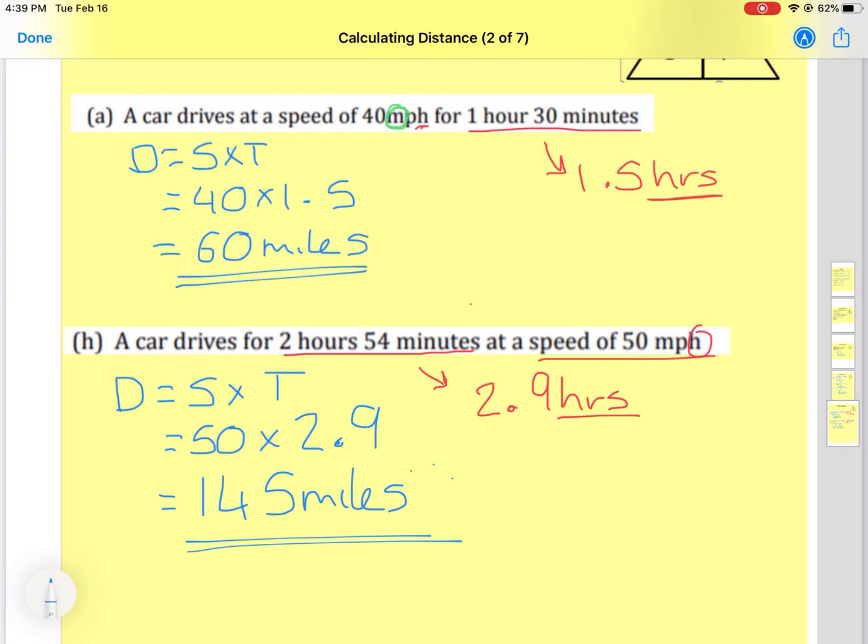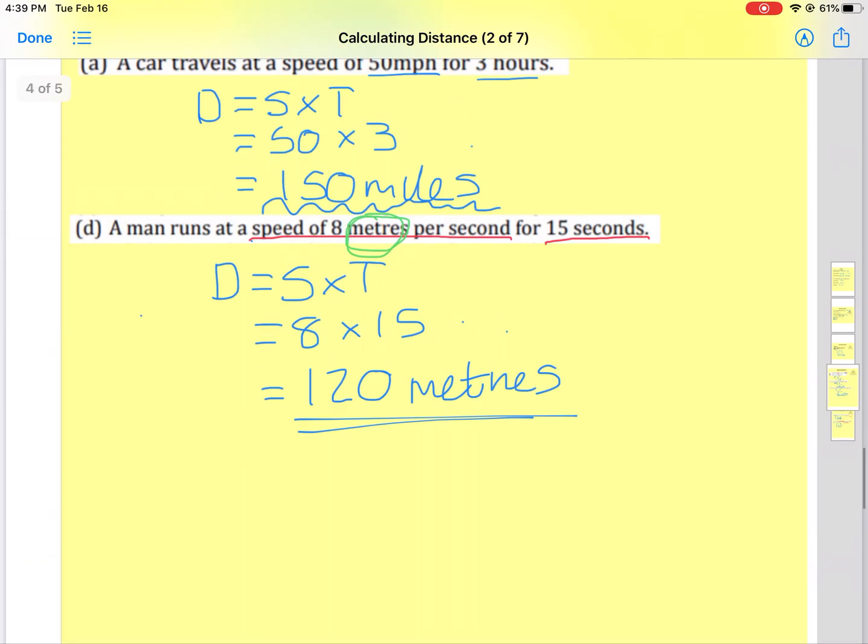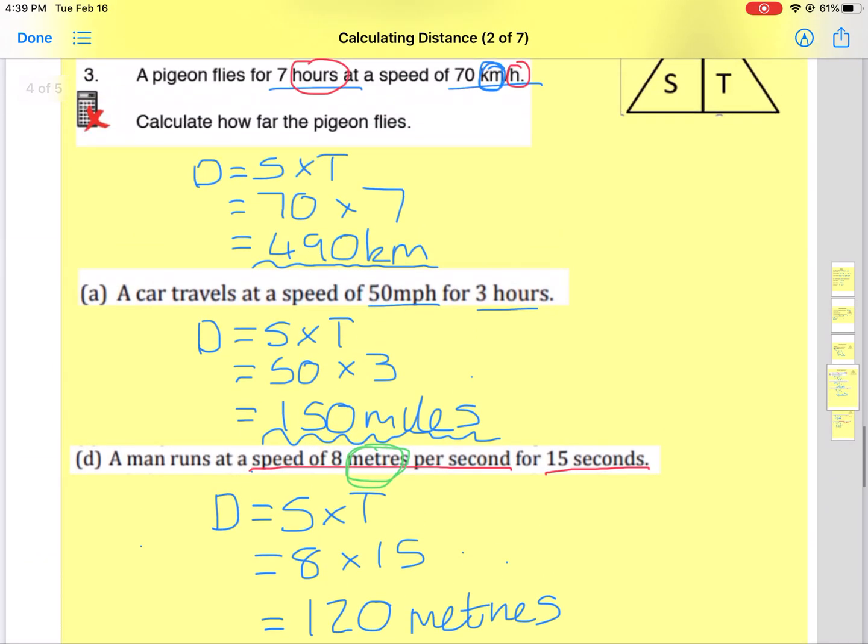Okay, I want everyone to please watch out for your units at the end of these questions, not just in today's lessons, but when we look at calculating speed and time in the lessons next week.